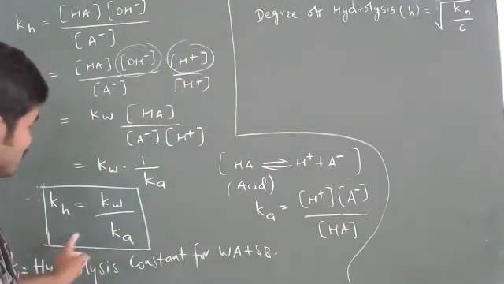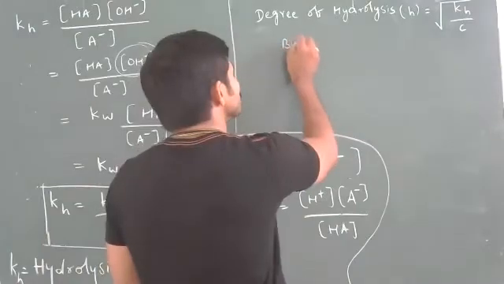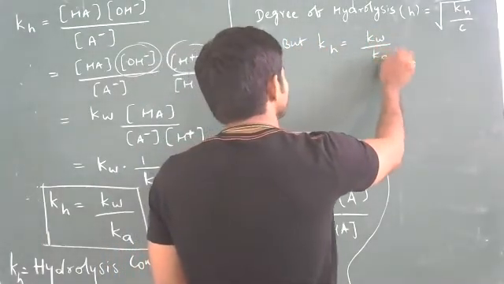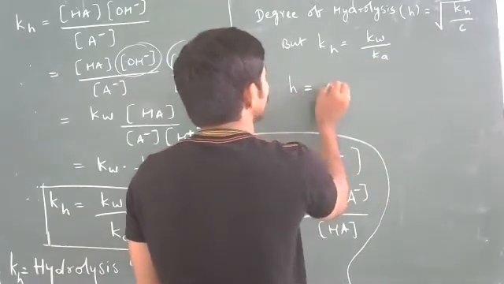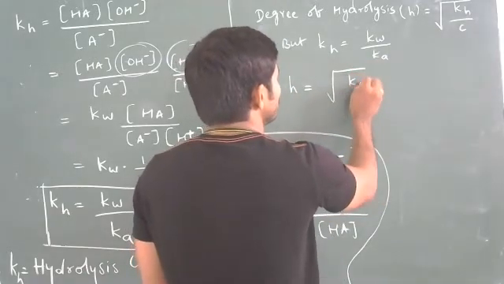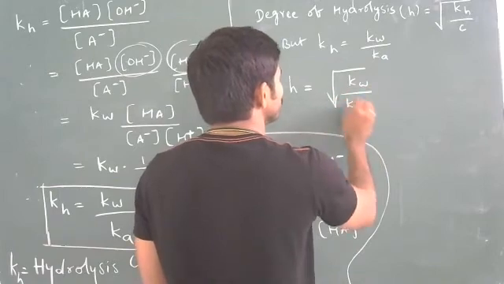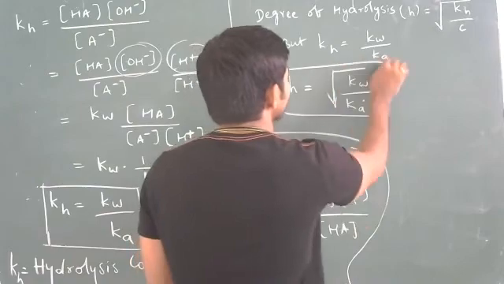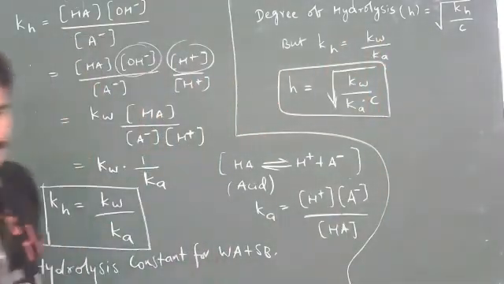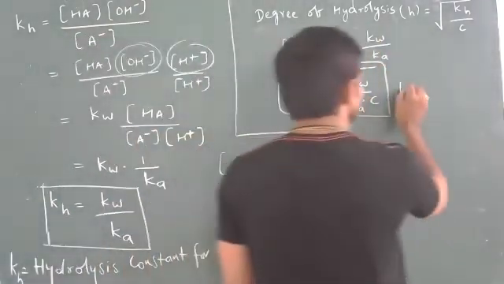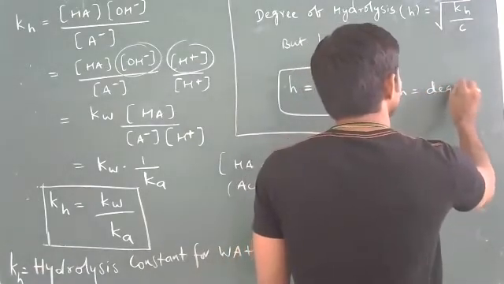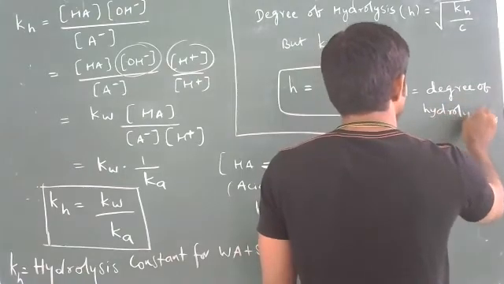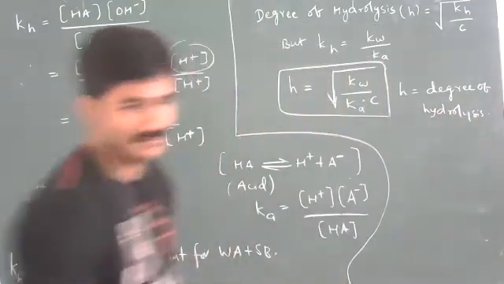But KH is equal to KW by Ka. So therefore h is equal to root of KW by Ka into C. So this is an expression. What is h here? Degree of hydrolysis.